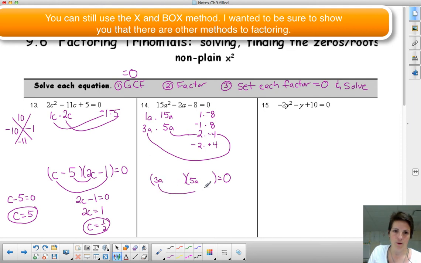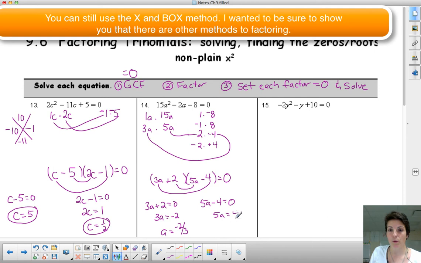Use your arrows, your outers and your inners. The 5a connects to a positive 2, and the 3a connects to a negative 4. It's a solving problem, so I finish by saying 3a plus 2 could equal 0, and 5a minus 4 is equal to 0. So 3a equal to negative 2, and a is equal to negative 2/3.